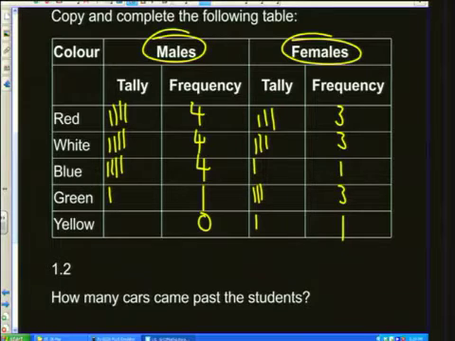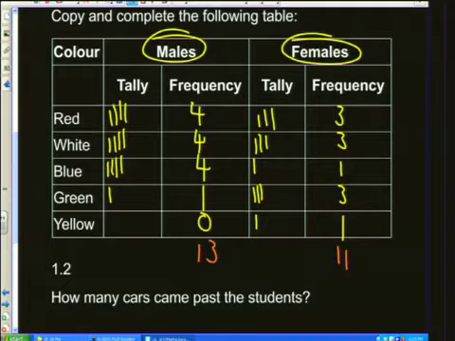Let's go. How many cars came past the students? So we have to add everything up, yes. Absolutely. And let's do that, guys. So, I've got 4, then 8, then 12, then 13. Brilliant. James, keep going. I've got 3, then 6, then 7, then 10, then 11. Great. Okay, so we got 13, we got 11.